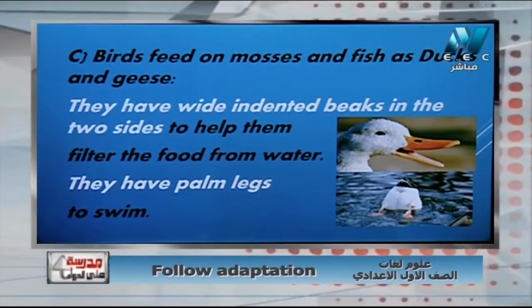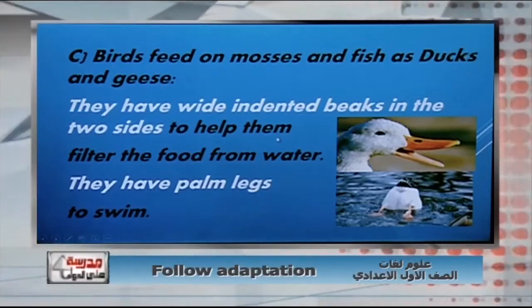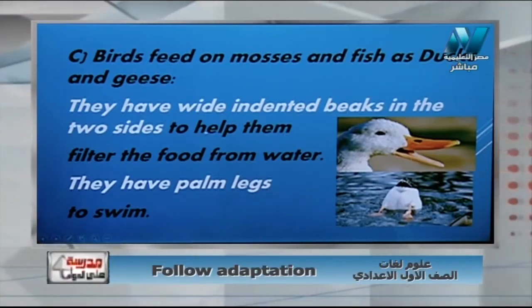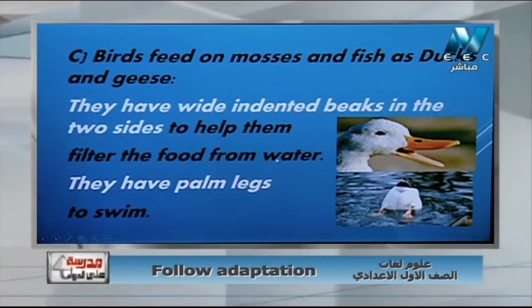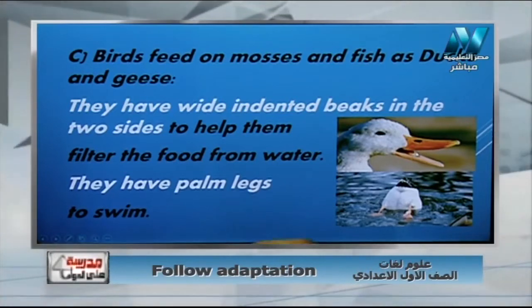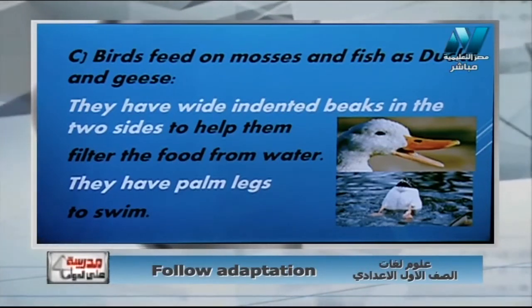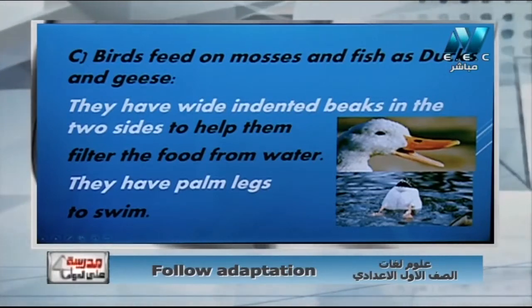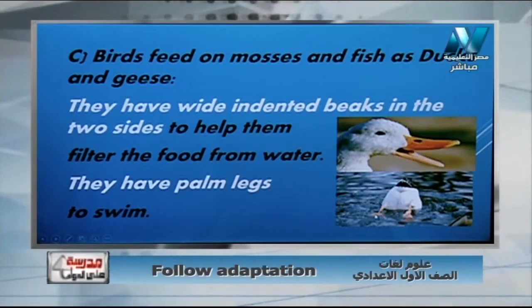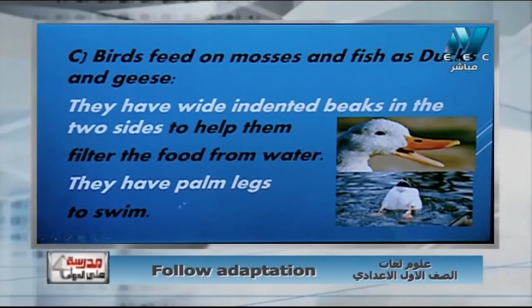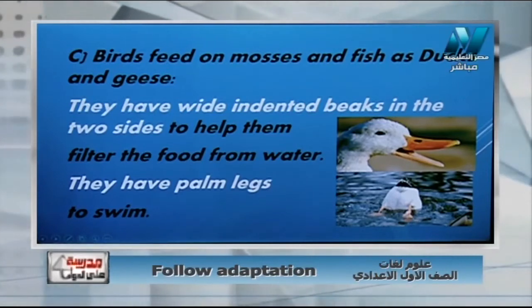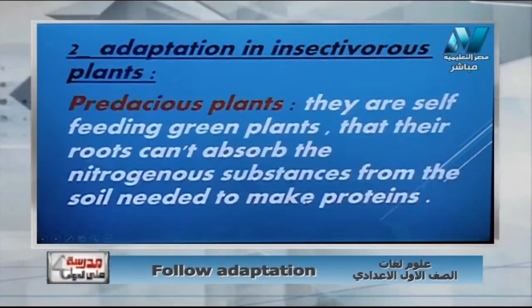So they need wide beaks. Why do they need wide indented beaks? To help them filter the food from water. Sometimes, my dear students, you see them move their beaks on the 2 sides. Why? To filter the food from water. And what about their legs? Their legs end with a wide part. Their fingers are connected with something called a palm. They have palm legs. Why? To help them in swimming.